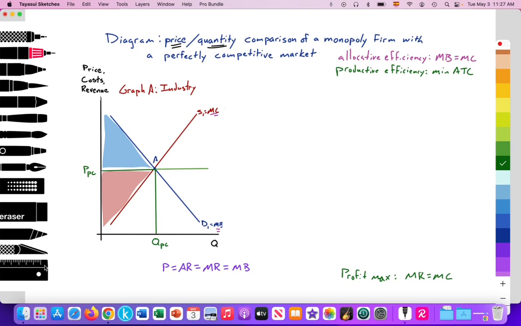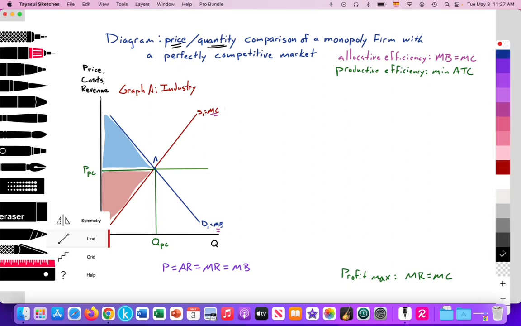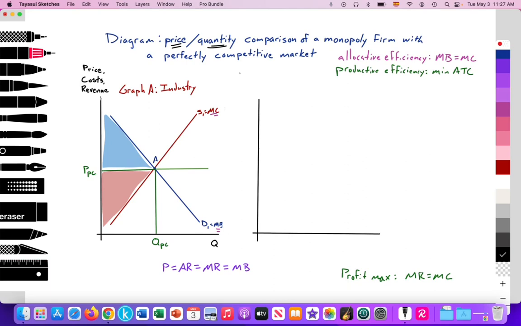All right, now let's draw the monopoly next to that. So here we're going to illustrate graph B being the monopolist. We're going to have our y-axis and our x-axis. For the monopolist, again, we're measuring price, costs of production, and revenue. We're measuring the quantity of output by the monopolist, and we've got to label this as graph B, illustrating the monopoly.